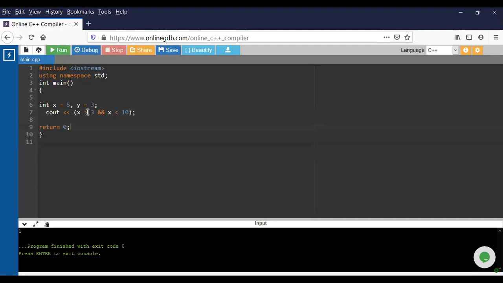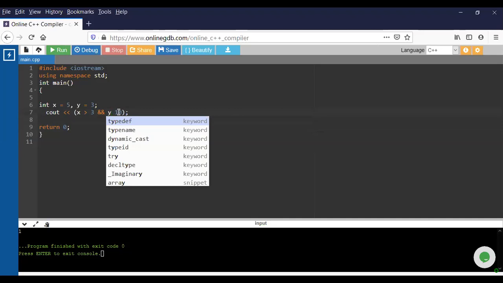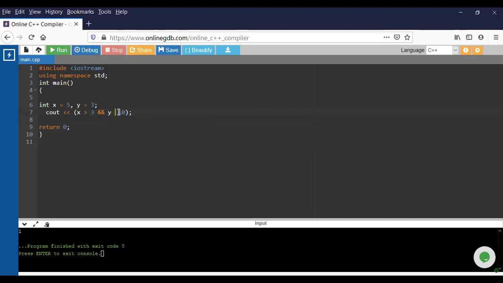Okay, so for example, let's say x is greater than 3, and then another one, y is equal to 10. Now the first condition is true, but the second condition says the value of y equals 10, and this is wrong. So the first is correct, the second is wrong.